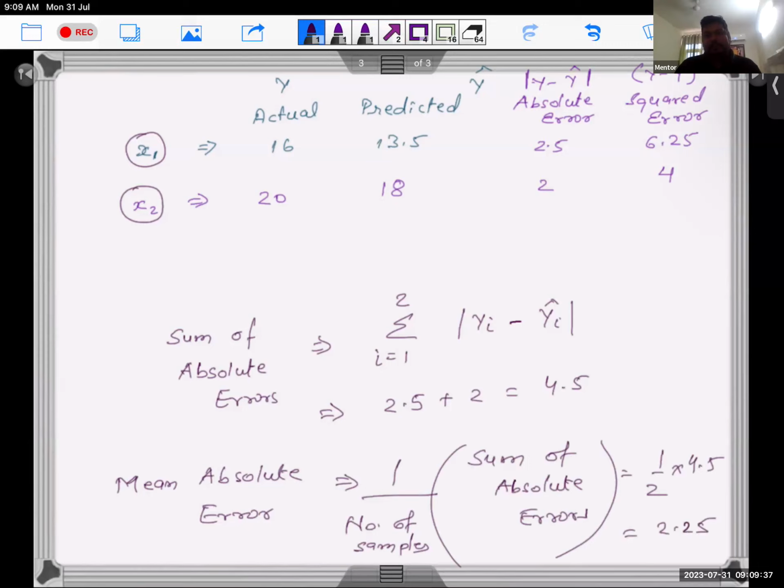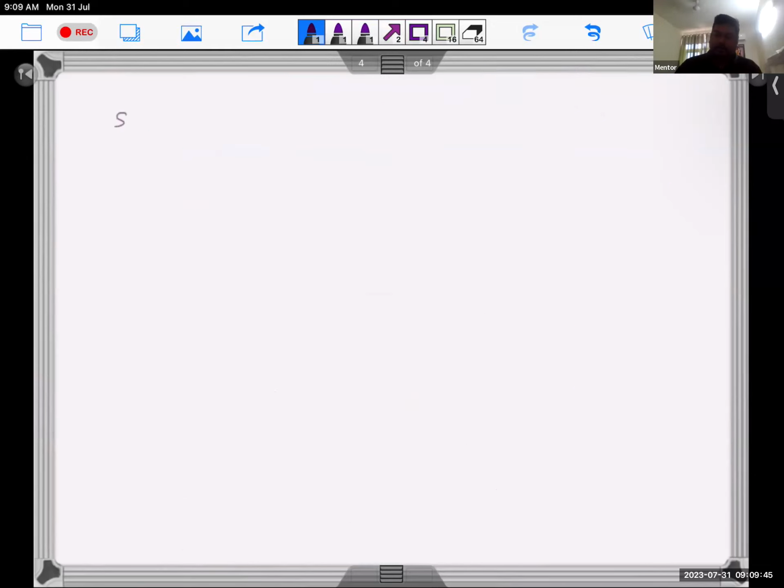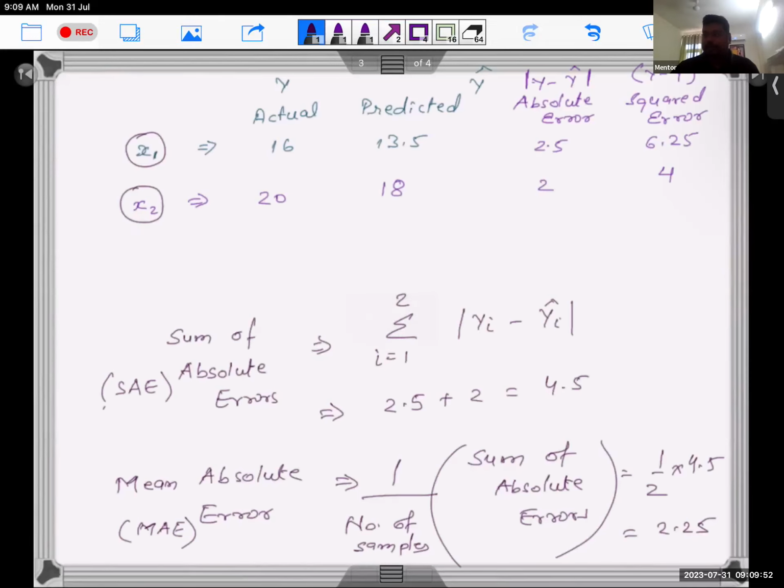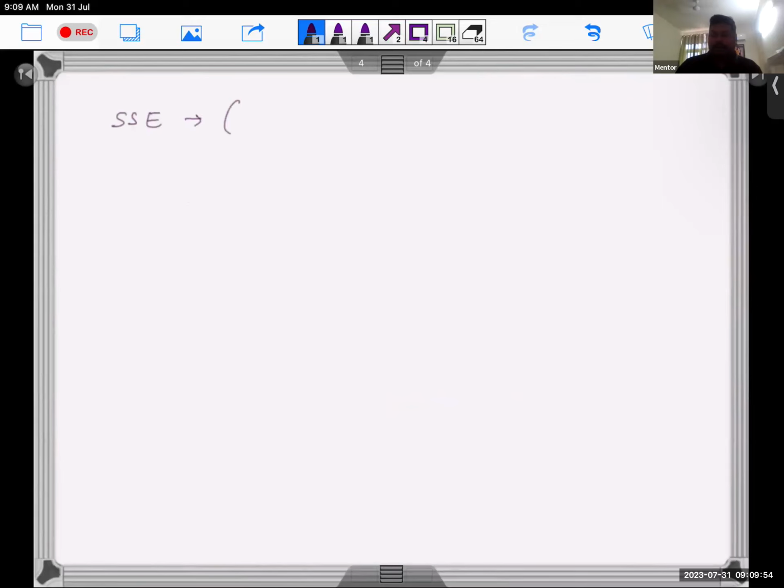In the same way, can you compute the sum of squared errors? You can, right? You can do this. You just have to add these two values, right? So this is the sum of squared errors. I think we discussed it last time also. This is just a recap of everything. And we can do the mean squared error. These are the things that we had discussed last time.